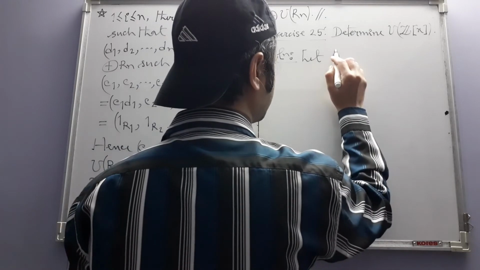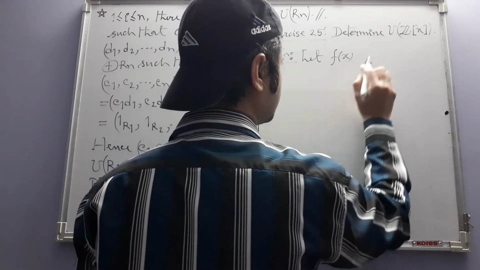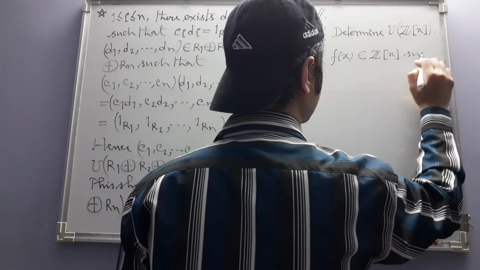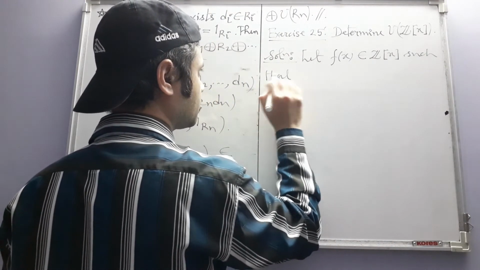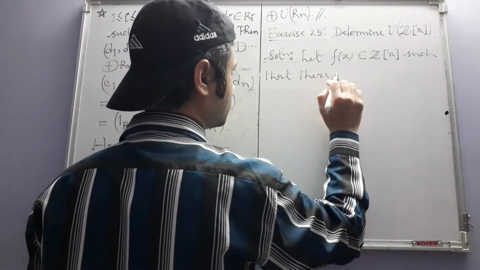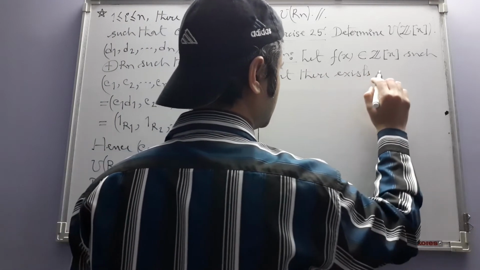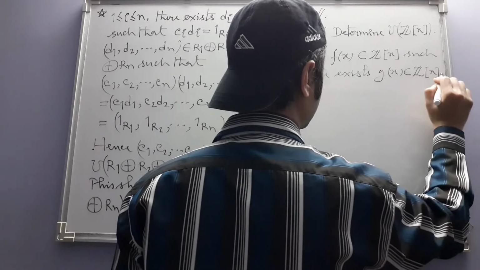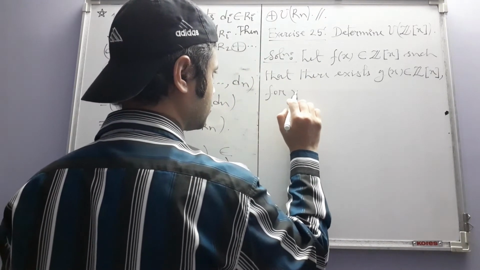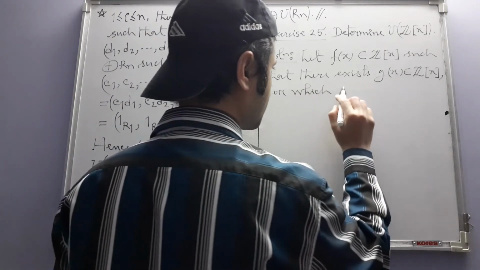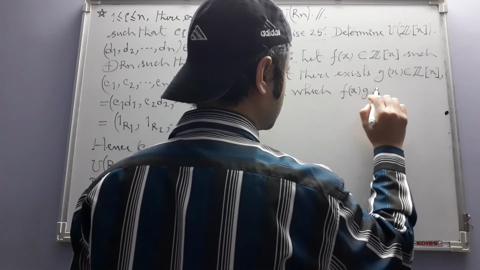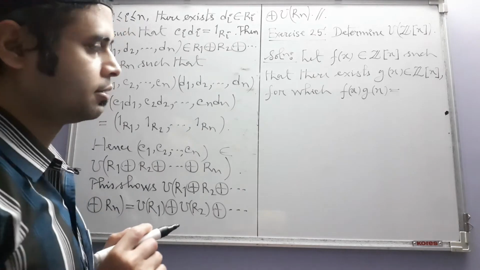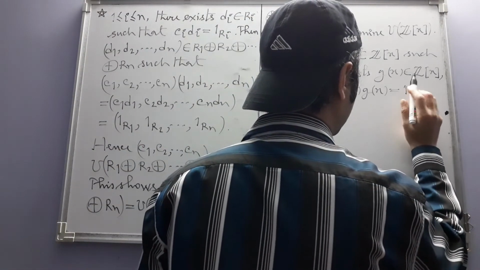So let us consider one polynomial f(x) such that there exists g(x), again belonging to that ring, for which f(x) times g(x) is equal to the unit element in that ring, the unity in that ring, which is the integer 1.